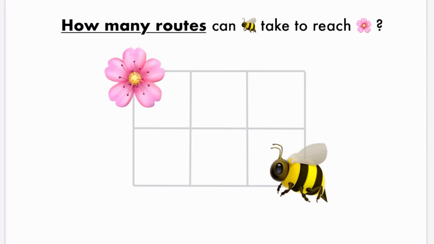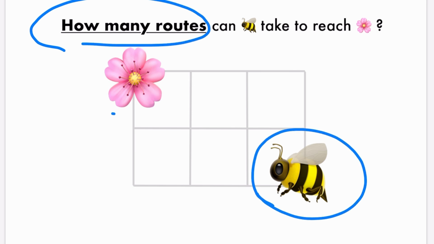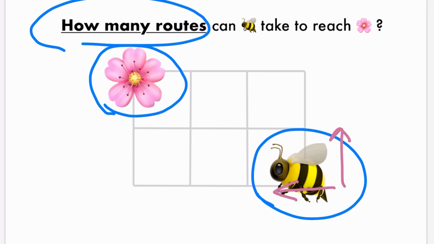The brain teaser for today is: how many routes can the bee take to reach the flower? Given that the bee can only move upward or leftward, and can never move rightward or downward, how many ways are there?